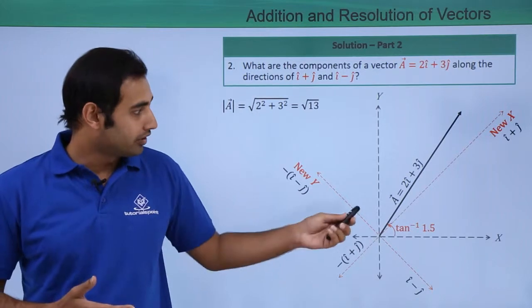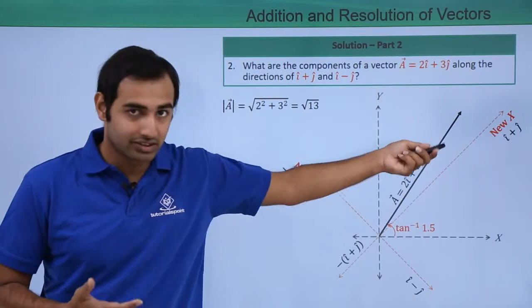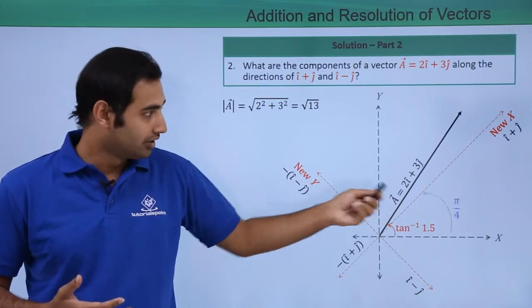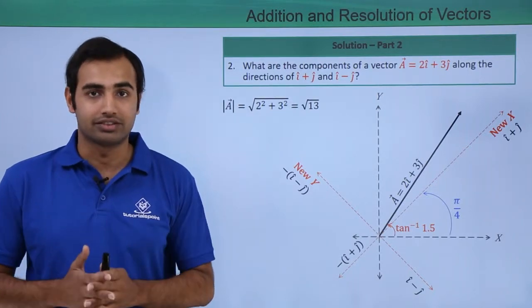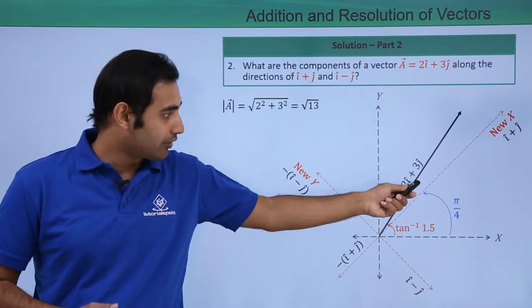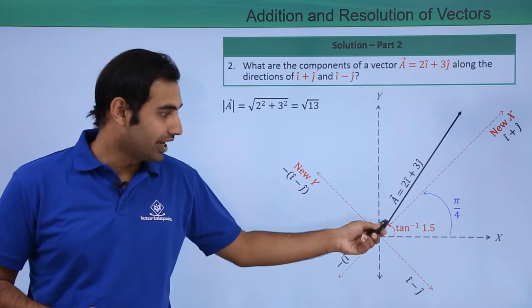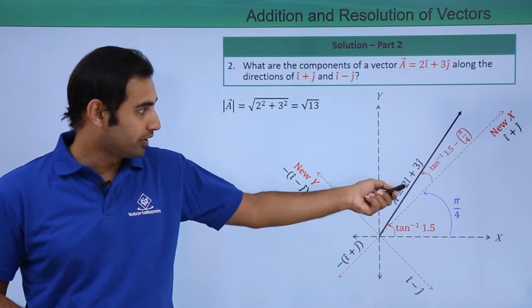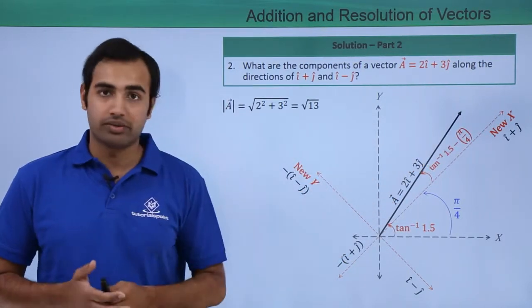Now for that, I already know the angle that this new x-axis itself makes with the original x-axis, which is nothing but pi by 4. We saw that in the last section. So to calculate this angle, I have to simply subtract this from this entire angle. So the result of this angle comes out to be tan inverse of 1.5 minus pi by 4.